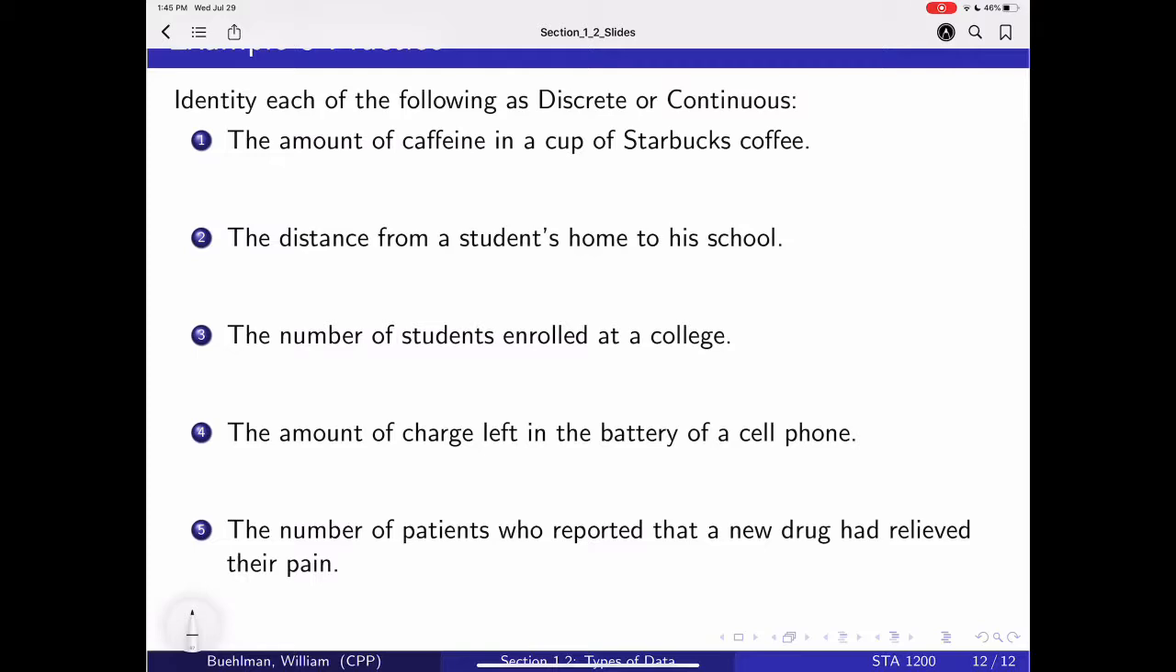First one, the amount of caffeine in a cup of Starbucks coffee. Again, can I get a way to measure this more and more accurately? Well, yes, depending on my instrument, however I measure caffeine, I can get a more accurate number. So this is continuous. The distance from a student's home to his school. Okay, distance, we talked about this before. If we're in a car, depending on how Google Maps does it, or if we were to measure it with a tape measure, depending on how I measure it, I will get different numbers, and they are all different accuracies. So again, this is continuous.